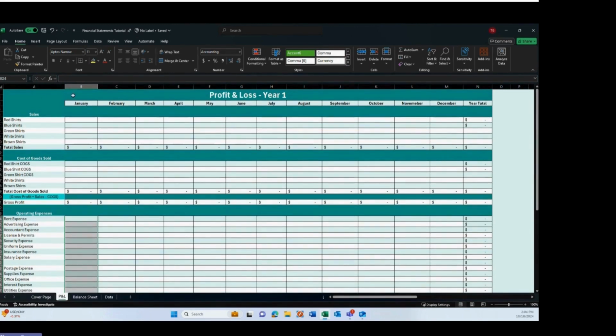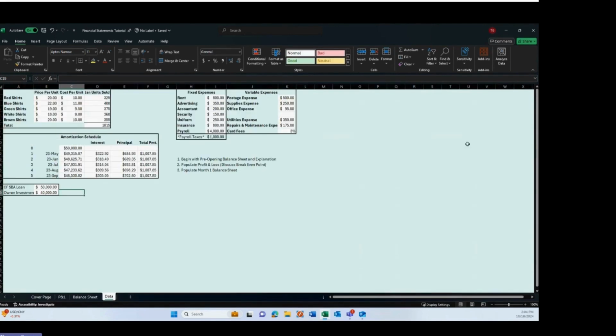So obviously for the month of January, first thing we've got is red shirts. So let's go back over to our data. Let's take a look at our red shirt data. So we see the price per unit on red shirts is $20. The cost per unit, which would represent our cost of goods sold, is $10. So we're doing 100% markup on these shirts. Now, we can also see that in January, we sold 325 units of red shirts.